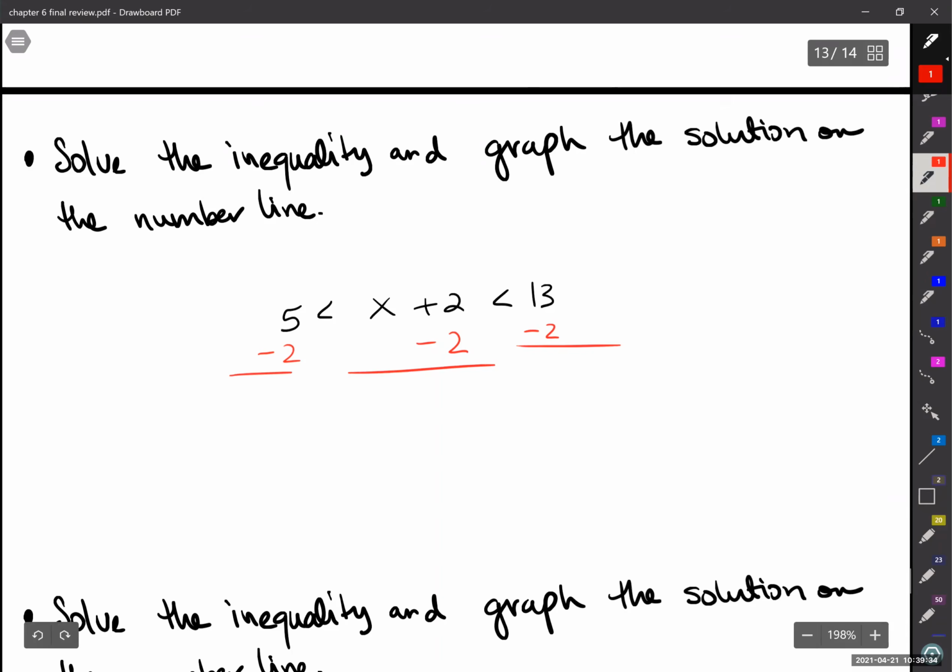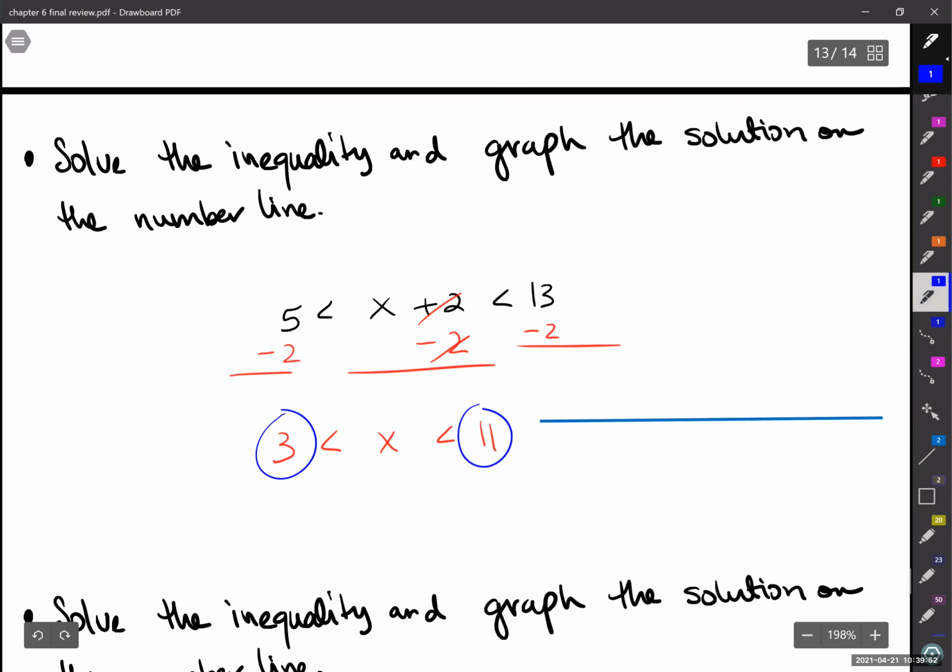So 5 minus 2 is 3. X plus 2 minus 2, the 2's cancel, and we're just left with x. 13 minus 2 is 11. And now as we draw this on our number line, we need to plot the points that are important, 3 and 11. For both of these, they're both less than, not or equal to, so we do an open circle.